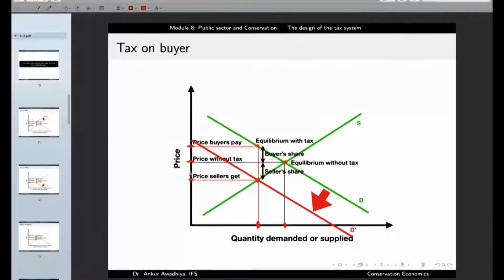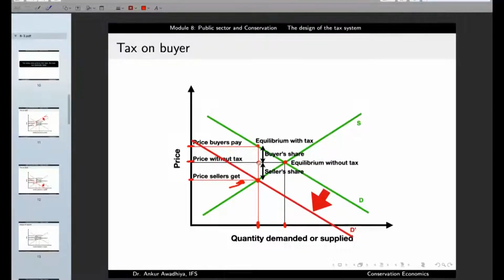What is happening here is that when the government is putting a tax only on the buyers, then the buyers will have to pay this amount to the sellers, and the buyers will have to pay a certain portion to the government, so that the total price that they have to pay is much higher. Now, here as well, the tax burden gets distributed, because the new price that the buyers have to pay is this, and the price they were paying before was this. So this difference between the enhanced price and the earlier price is the buyer's share.